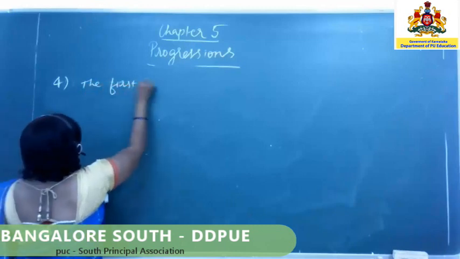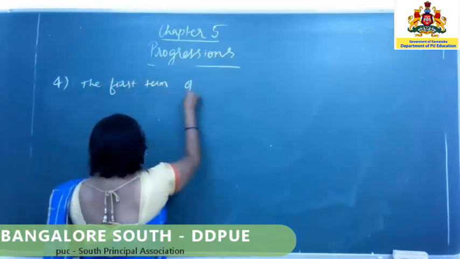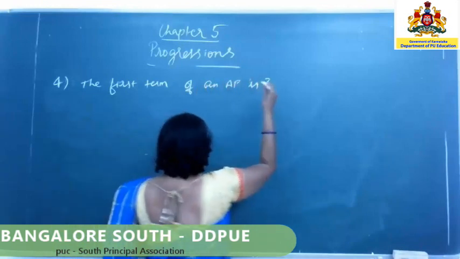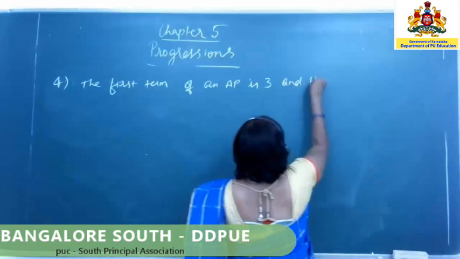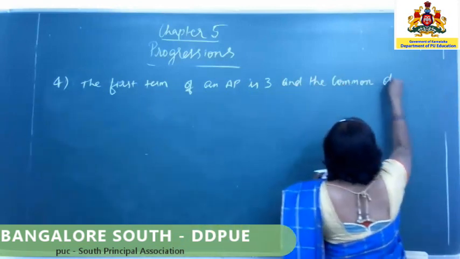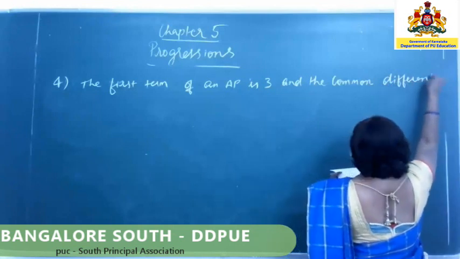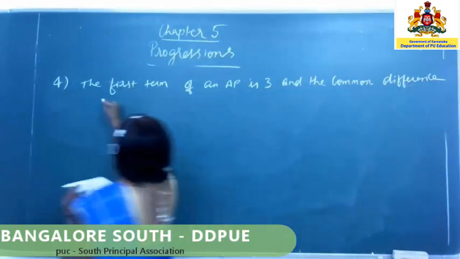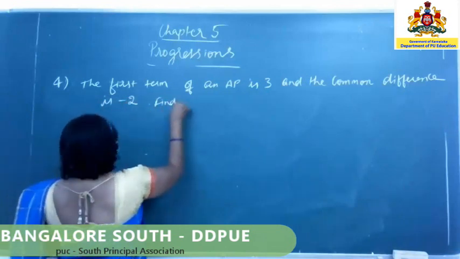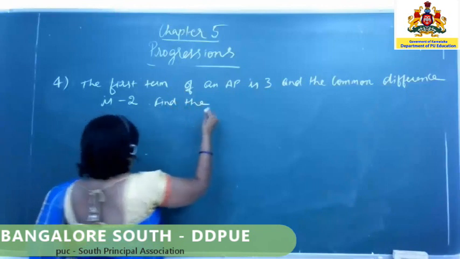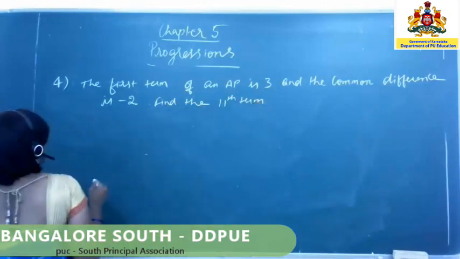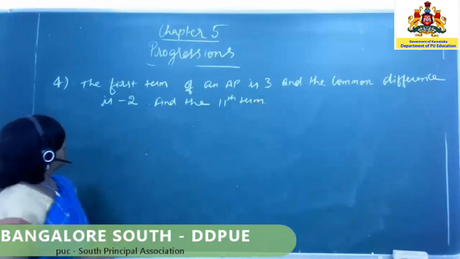The first term of an AP is 3 and the common difference is minus 2. Find the 11th term. The first term of an AP is 3 and the common difference is minus 2.